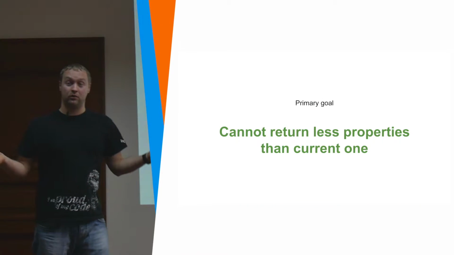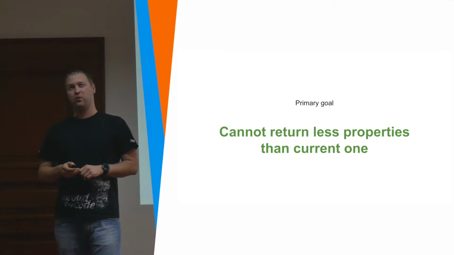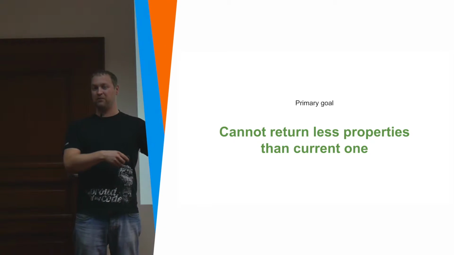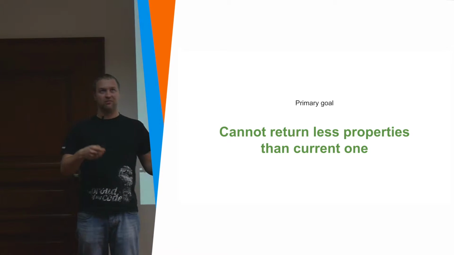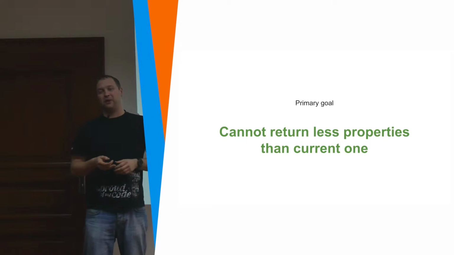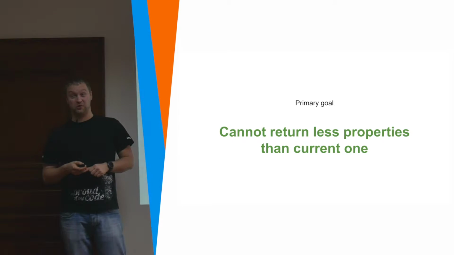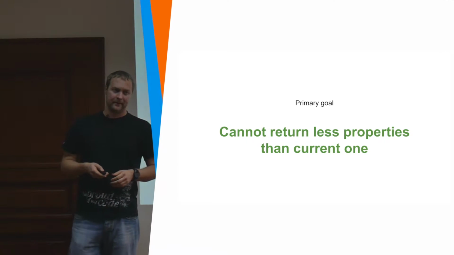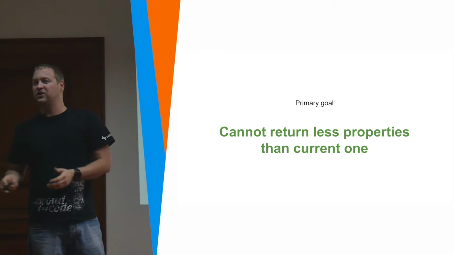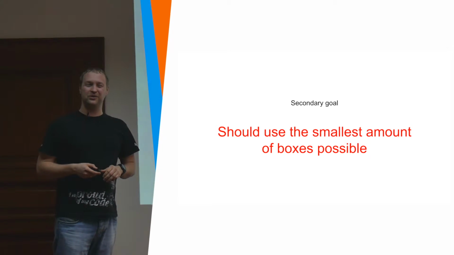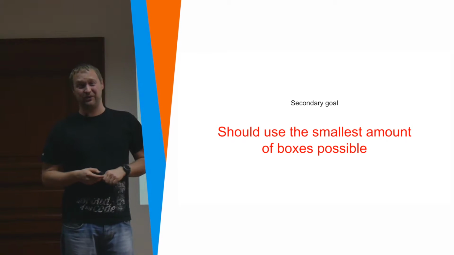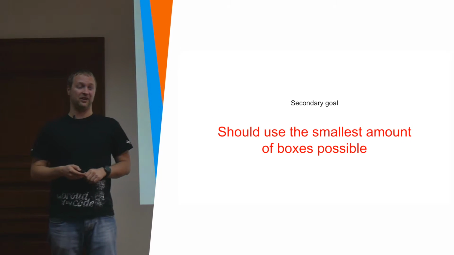So the primary goal was actually met, because in some conditions we returned much more, even though we should actually compare the shapes of the brackets to see if this is something that we should go after or not. But yeah, we kind of did achieve it. But using the smallest amount of boxes possible, well, we didn't achieve this goal.